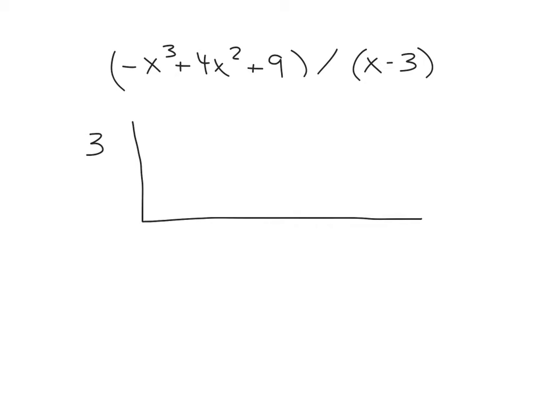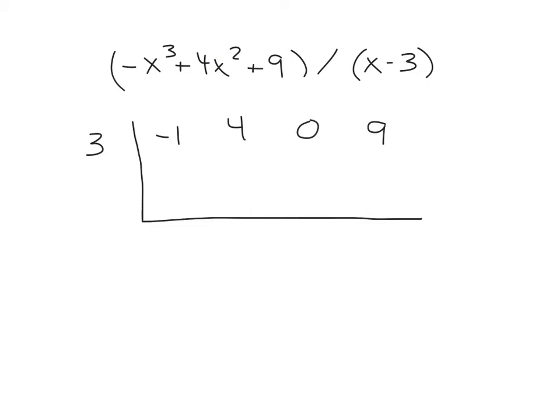Now, what goes on the inside is going to be the dividend. So we're going to put in our coefficients only. We're not going to be putting any of the variables with it, coefficients only. And if needed, 0 placeholders. So we have our negative 1, 4. There isn't an x, so I need a 0 placeholder for it. And then, of course, the 9.